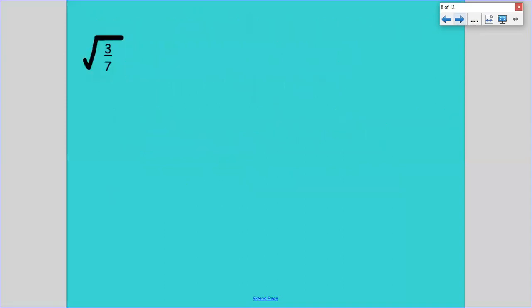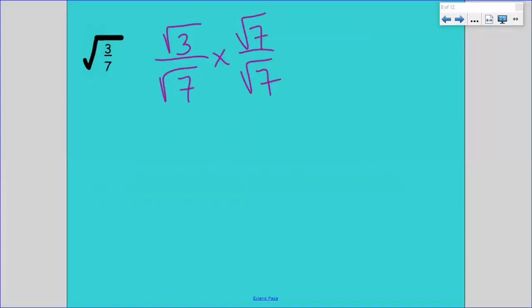So let's practice. Let's start with a less complicated one. The square root of 3 over 7 gives me the square root of 3 over the square root of 7. Now, in our first example, they were perfect squares, but now they're not. So we have to get rid of that square root of 7. So we multiply the bottom and the top by the square root of 7. Why does that work? Why does that help us? Aren't we trying to get rid of the square root in the denominator, underneath the fraction bar?